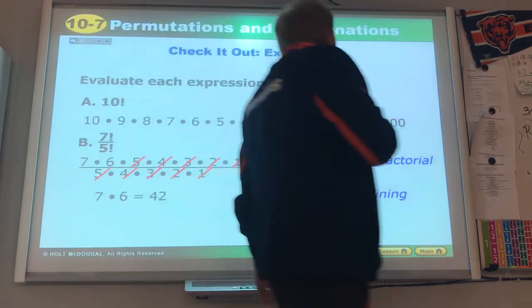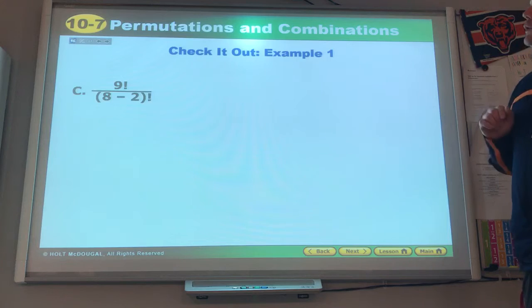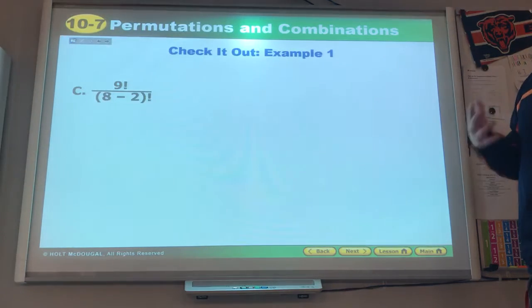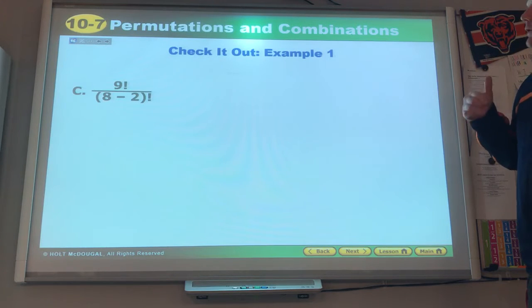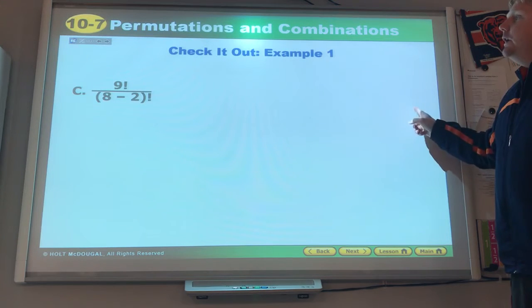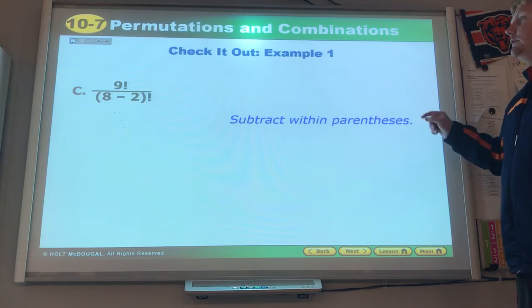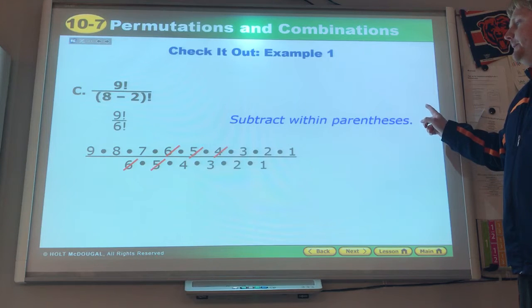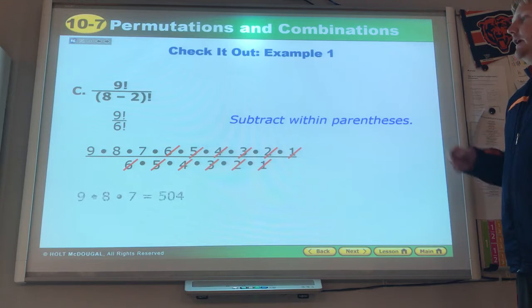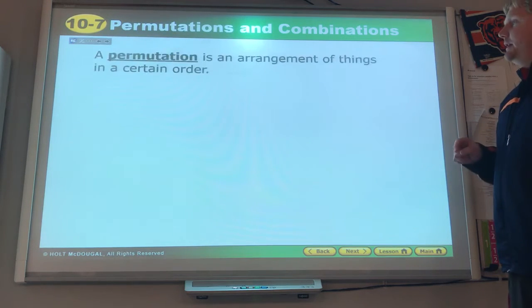Now, those aren't too hard, but you can always come back and look at them. Remember, PEMDAS, got to go in order. Got to do the parentheses first. 8 minus 2 is 6, so 9 factorial over 6 factorial. Oh, you're going to end up taking 9 times 8 times 7. Write them out, cross them out. And you get your answer of 504. So we've done quite a bit of practice with those.